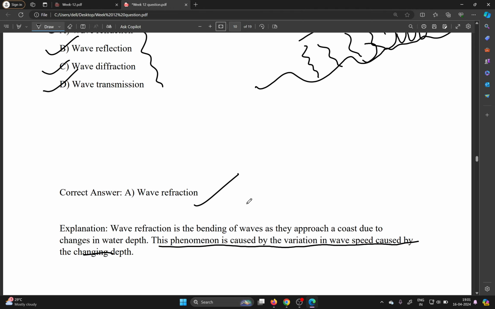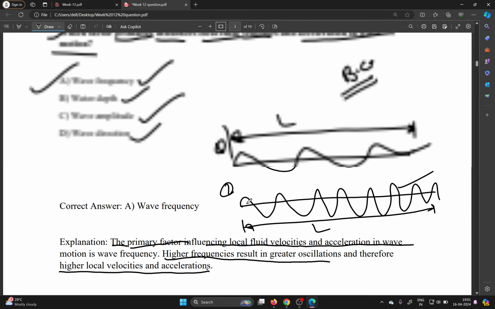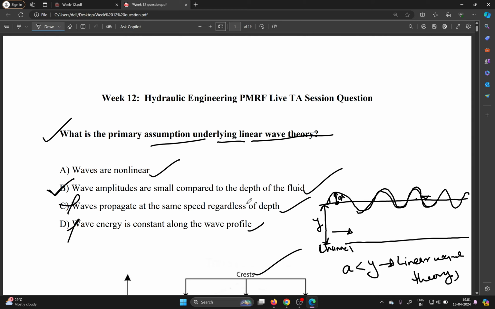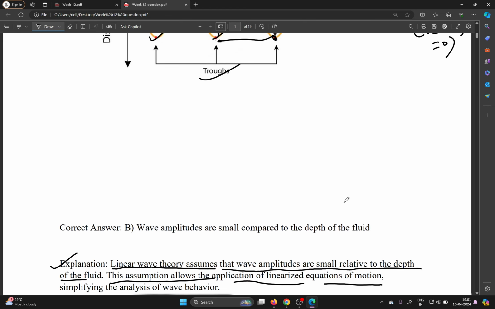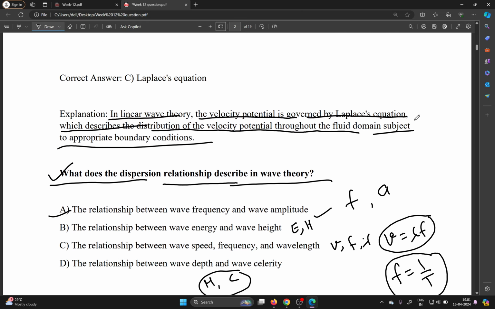So we have solved actually many questions. Today I have not gone through the theoretical part, starting from the assumption of the linear wave theory. Basically the assumption is that your amplitude should be less than the depth of the water. If you go through the video you can find these things. And these are the basic questions. Which equation governs the behavior of the velocity potential in linear wave theory? Basically the Laplace equation, you can find it here. So these things are important.